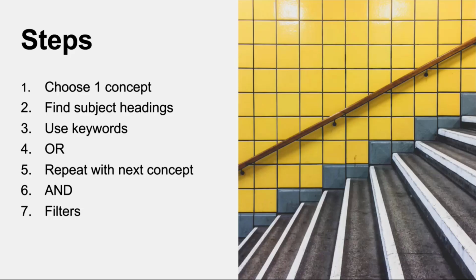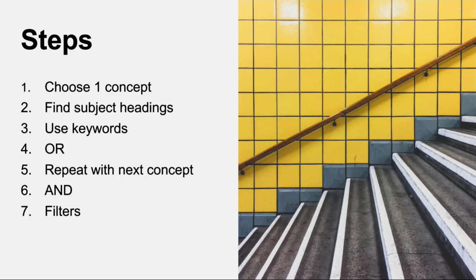Okay, so our steps, and this applies for most databases that you would be searching in, where you are trying to do a precise search, and especially if there are subject headings available. So your steps are to choose one concept at a time. So we can start with, in the previous example, pulmonary embolism. And then we can look for subject headings that mean that concept.